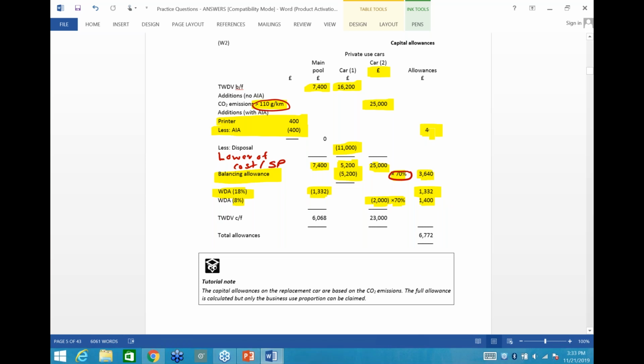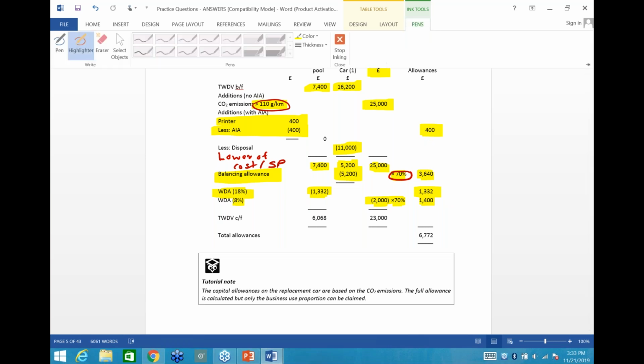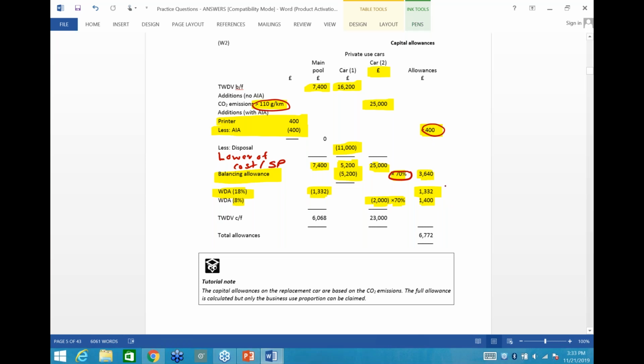Anyway, 400 we claimed fully as AIA, and then 1,332 as WDA, and here 3,640 and 1,400 as WDA 18% and 8%, but both had some kind of private use of 30%. Therefore, we were able to claim only 70%. So in total, we can claim a full amount of 6,772 as capital allowances.